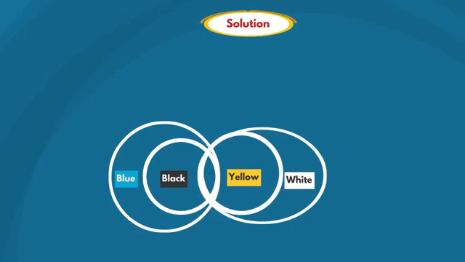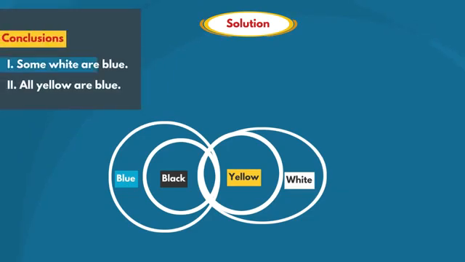Now, check the conclusions with this diagram. First conclusion. Some white are blue. In this conclusion, there are no negative words like no or not. So this is a positive definite conclusion. For this type of conclusions, no need to draw alternate diagram.